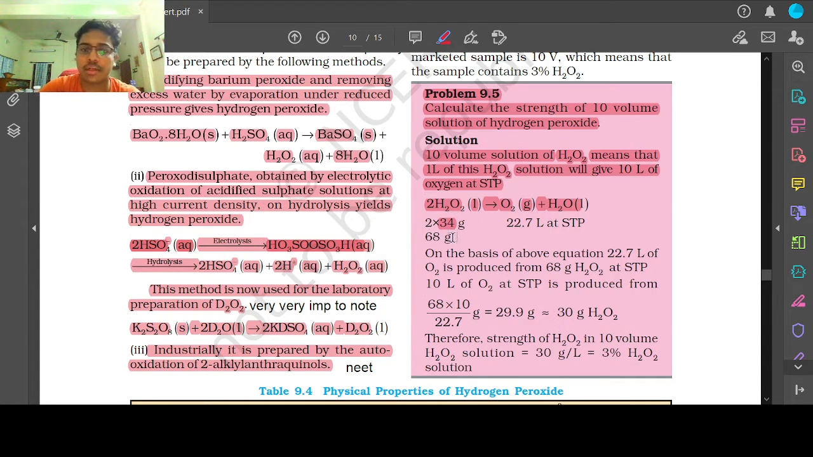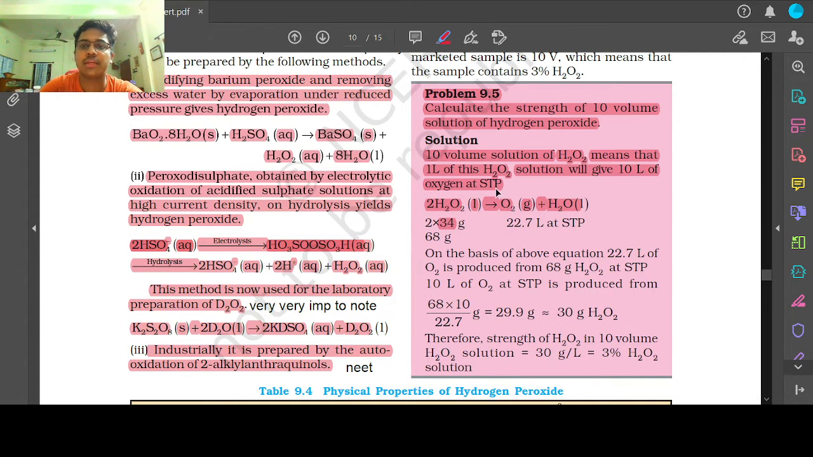So 32 plus 2, 34 grams. Okay, so there are 2 moles of H2O2. So 2 into 34 grams, that is 68 grams, gives 22.7 liters at STP. So from where do we get this 22.7? You must have learned in the first chapter of class 11, that is mole concept. So here you have two moles. Okay, 2 moles of H2O2 gives 1 mole of O2.